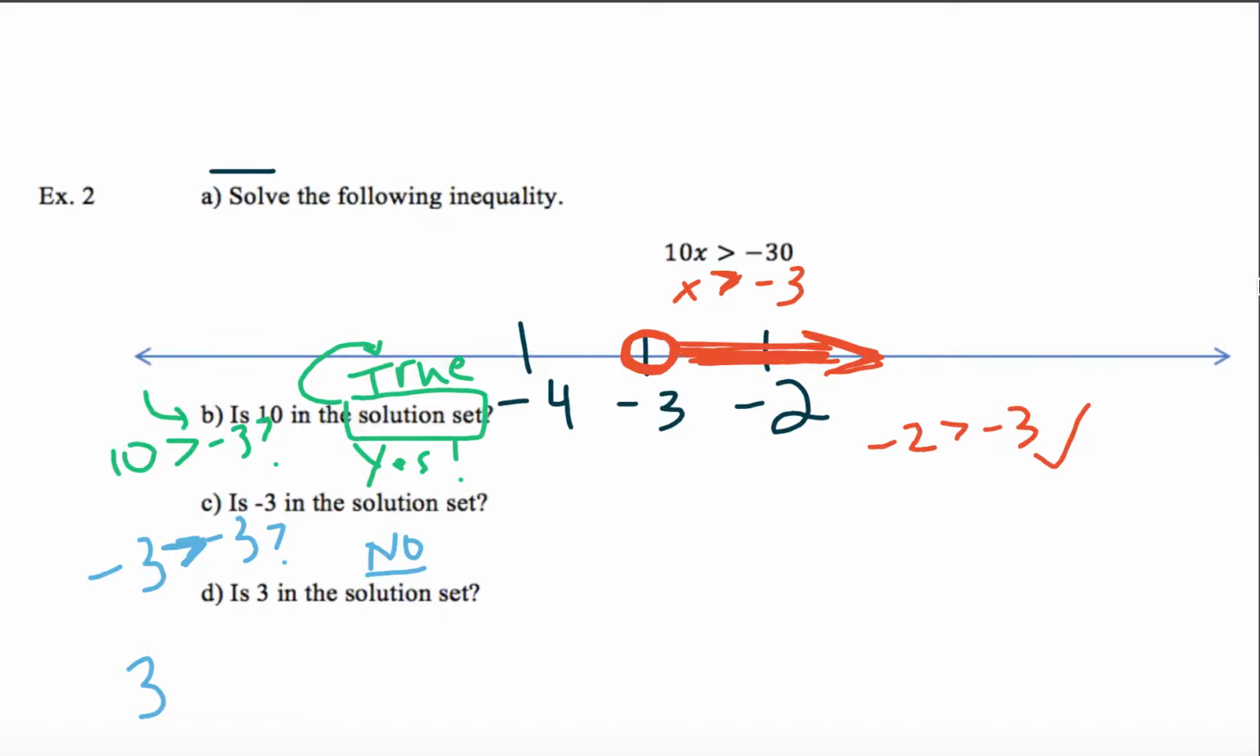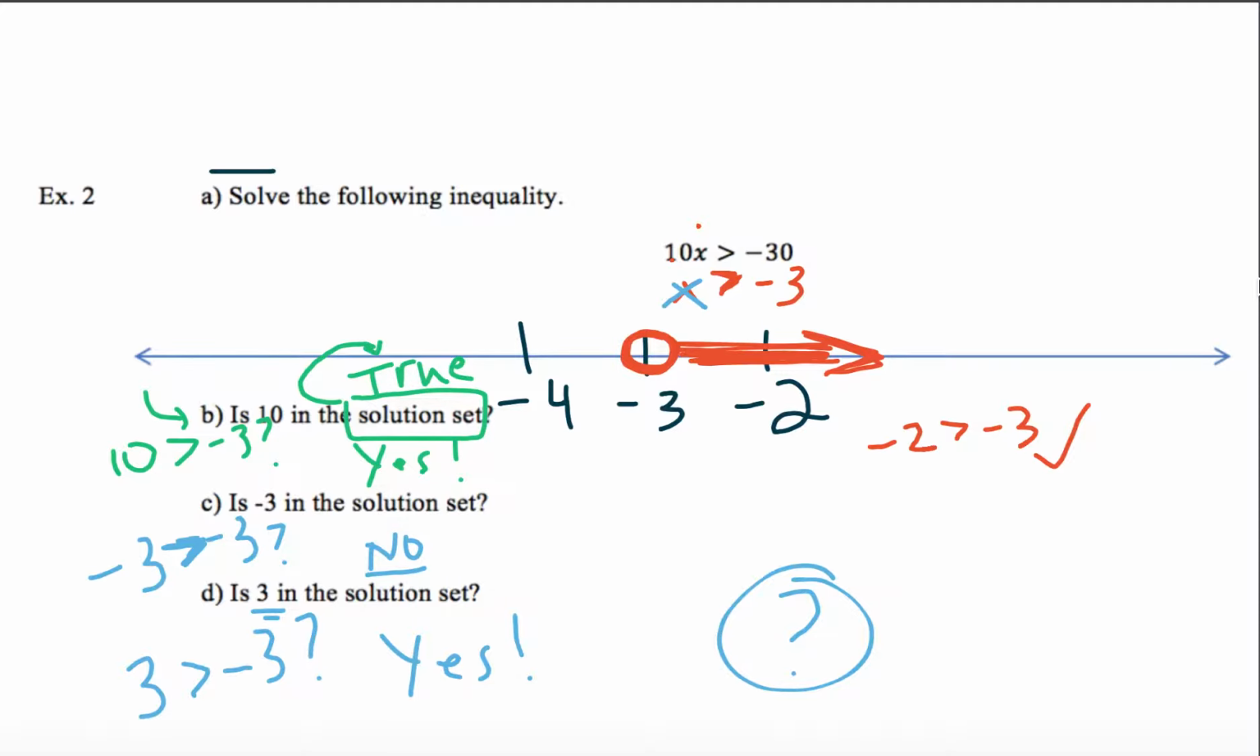Finally, they say, is 3 in the solution set? What inequality would you set up to ask the question for yourself? The inequality that we set up would be replacing the variable with the number they gave, which is 3, greater than negative 3, and then asking, is 3 greater than negative 3? And the answer to that question is yes. So this is in the solution set. You can also think about where 3 would be down the number line here, and that might also help you visualize your answer.